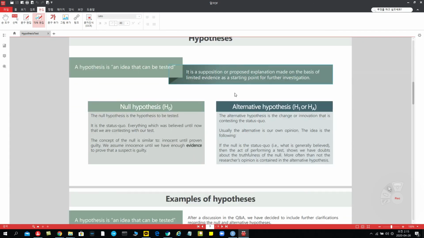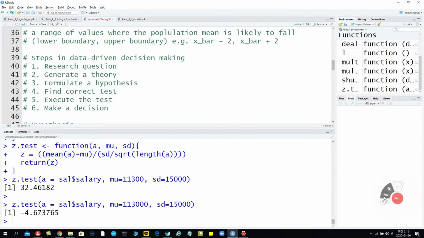Hypothesis. Okay. Before moving on, I will do this one first. Steps in data-driven decision making. First of all, the research question. The second step is to generate the theory, and the third step is to formulate a hypothesis. Like this is the null hypothesis, and this is the alternative hypothesis. I will explain in detail.